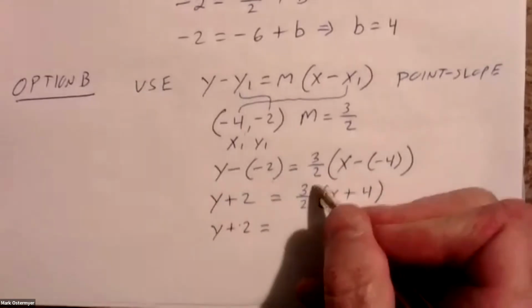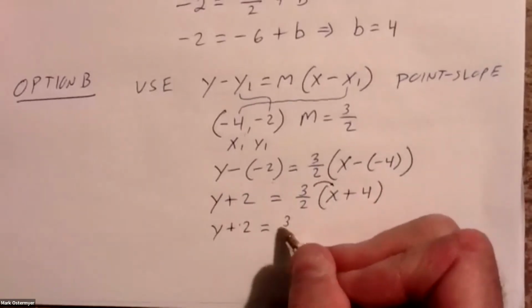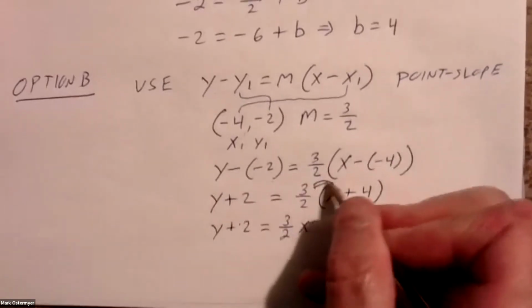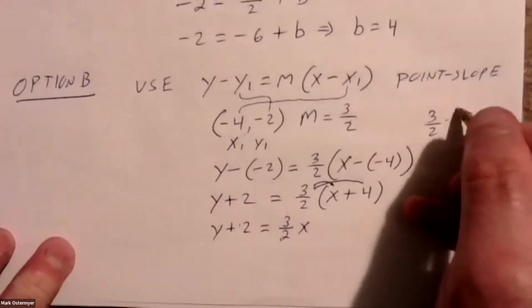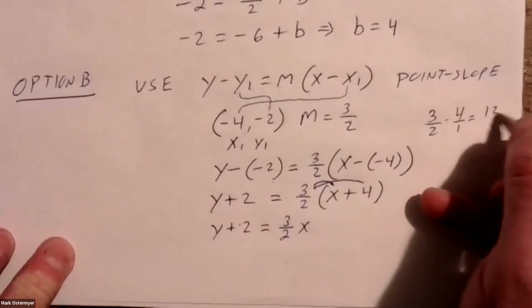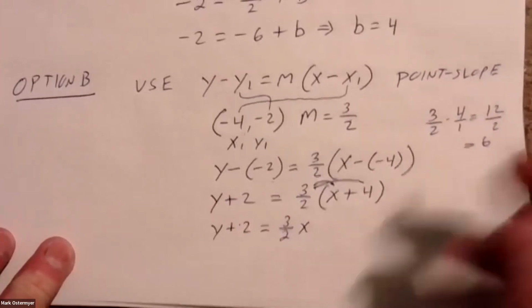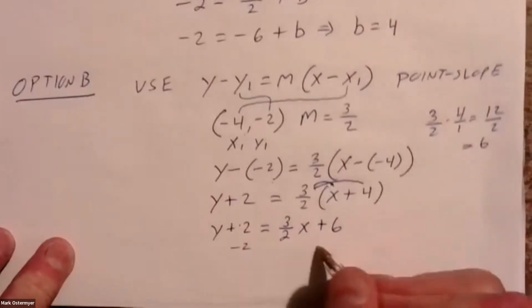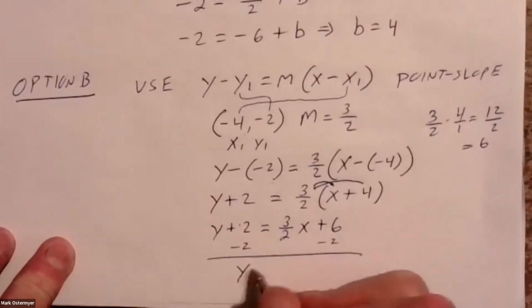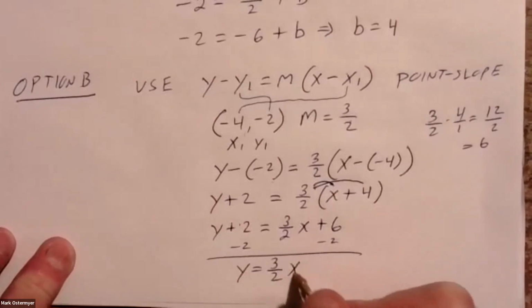What I'm going to do is distribute the 3/2 inside the parentheses. 3/2 times x is 3/2 x. 3/2 times 4, what's 3/2 multiplied by 4? It's going to be 6, correct? Finally, solving for y, I subtract 2 from both sides. And I get y is equal to 3/2 x plus 4.